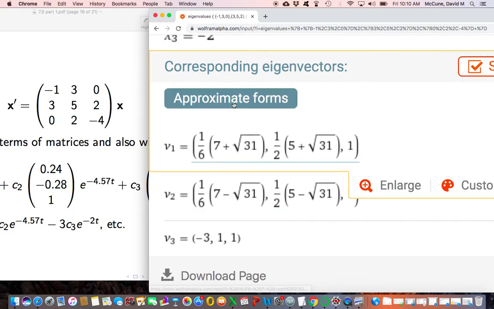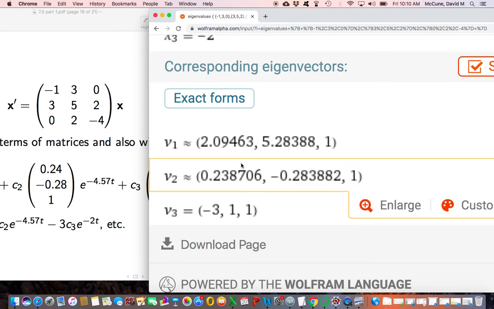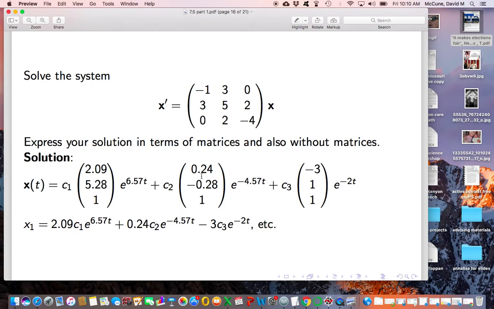And same thing for the eigenvectors. You don't have to write it like that. If you don't want to, you can just grab the approximate form and shave off to 2 decimal places or whatever. So that's how I got this solution here.